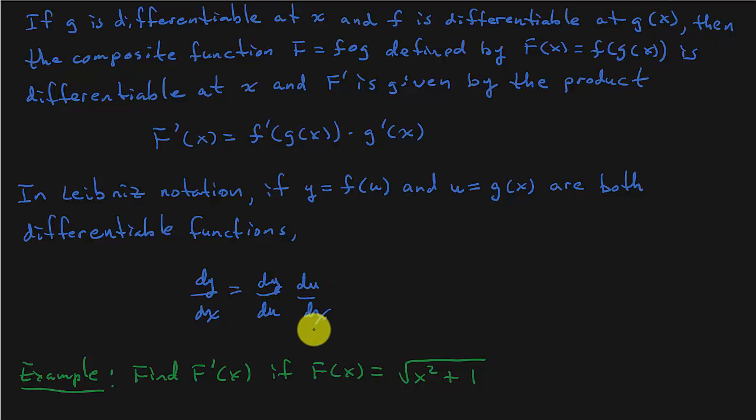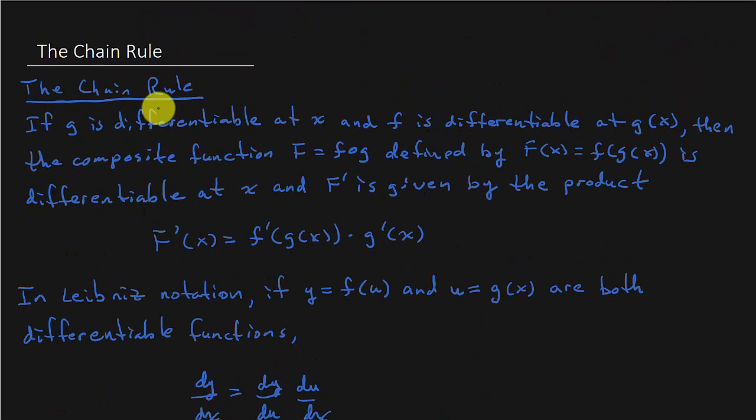All right, so what we're going to do here is work this example: find the derivative of the square root of x squared plus 1. We're going to do it writing it out like this, and we're going to work it again writing it out like this. This is the only problem in the whole video that we're going to work using this chain rule right here.